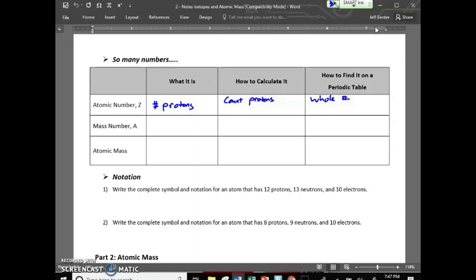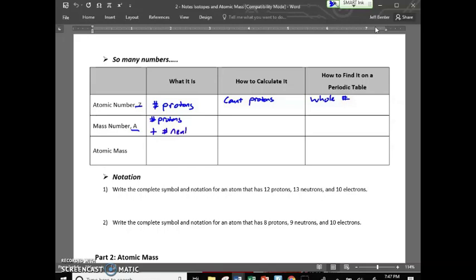The next number is the mass number, represented by A. Oh, don't ask me why atomic number is represented by Z. Makes no sense to me. Mass number A, I don't know what those guys were thinking here. But what the mass number is, it's the number of protons plus the number of neutrons.